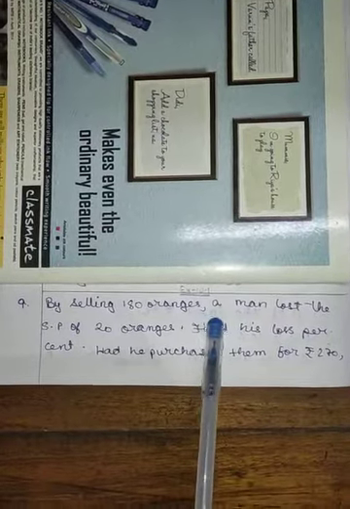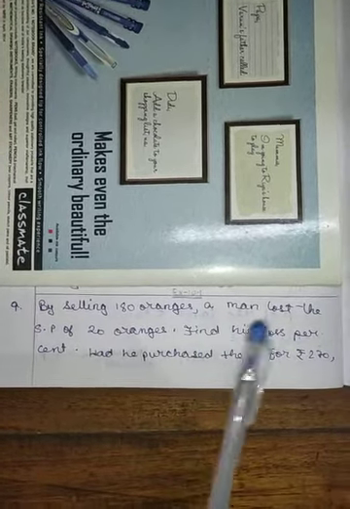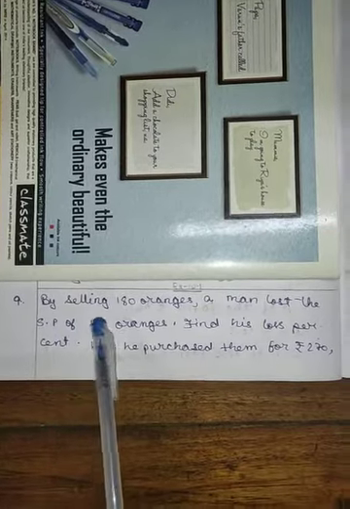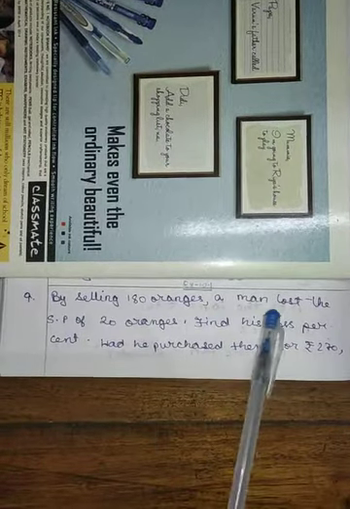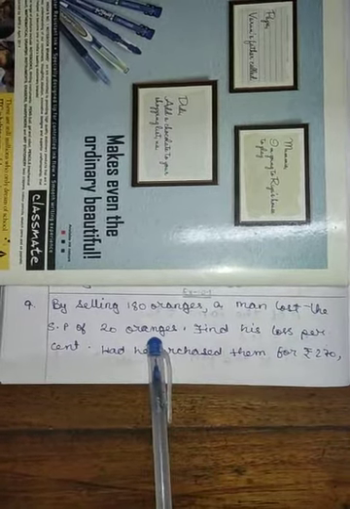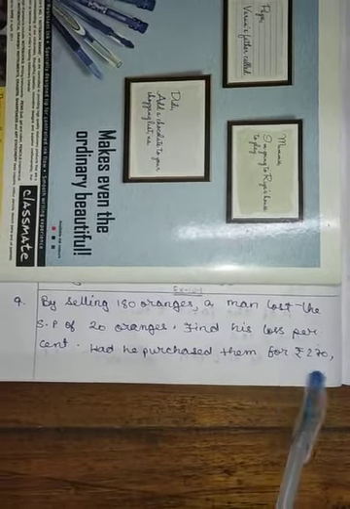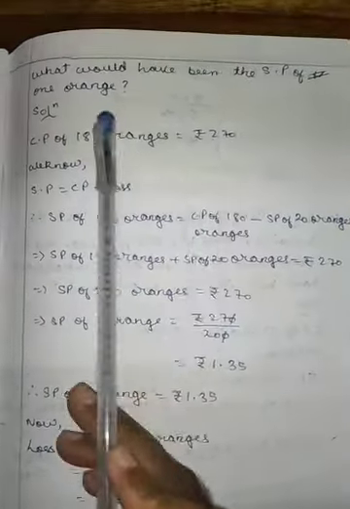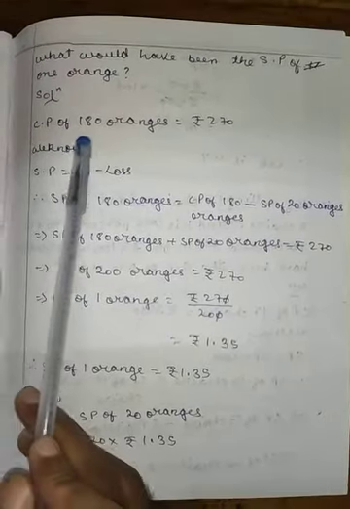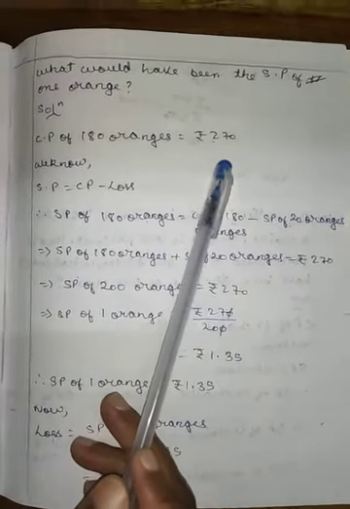Exercise 10.1. We are in profit and loss. Today I'll start with question number 9. By selling 180 oranges, a man lost the SP of 20 oranges. Find his loss percent. Had he purchased them for rupees 270, then what would have been the selling price of one orange? Here the CP of 180 oranges is given, rupees 270.